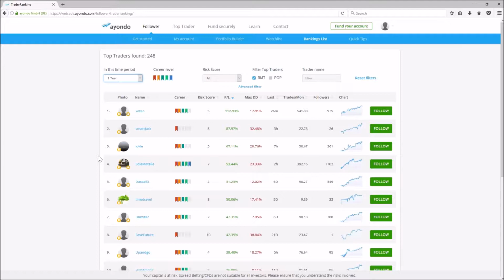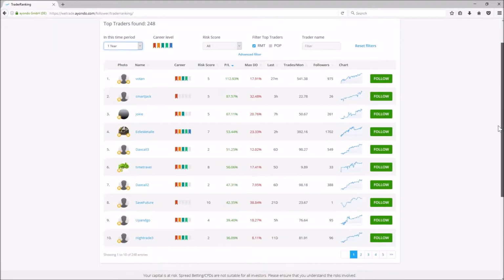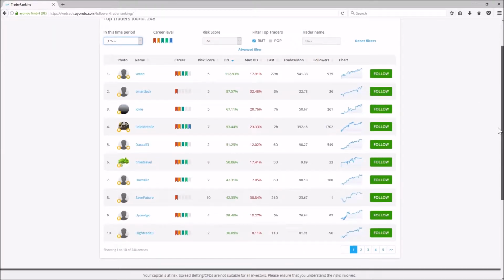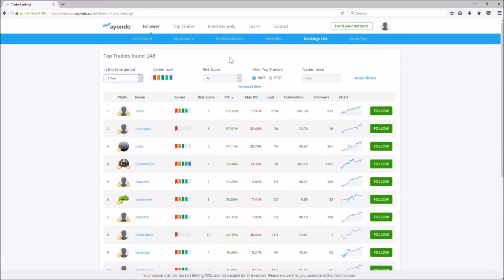5 is the max you can follow, and we'll look at that in a bit more detail in a minute. But I think we've got an interesting bunch there in that top 10 of traders to get started with. But let's find out a bit more detail, because these are only the headline figures. So let's drill down to the next level and find out a bit more.